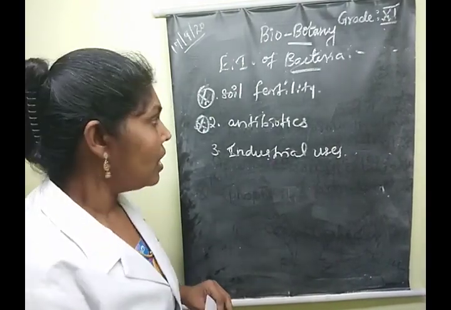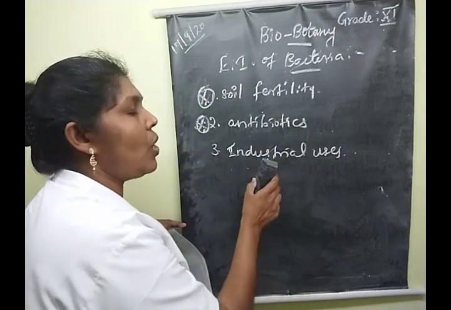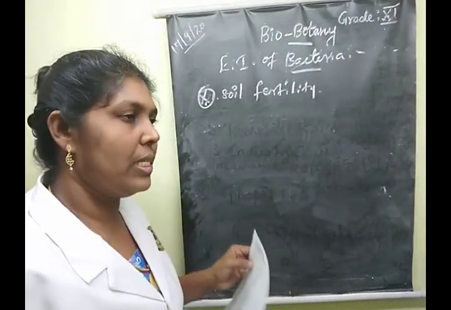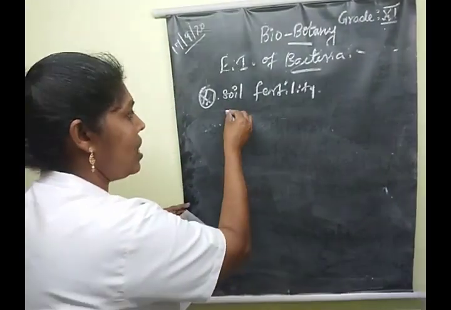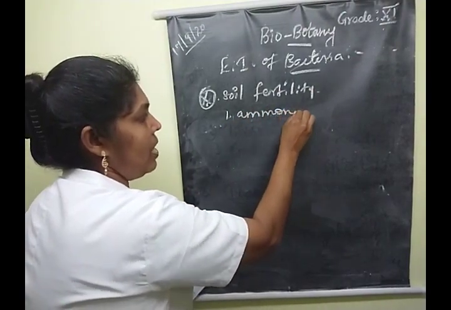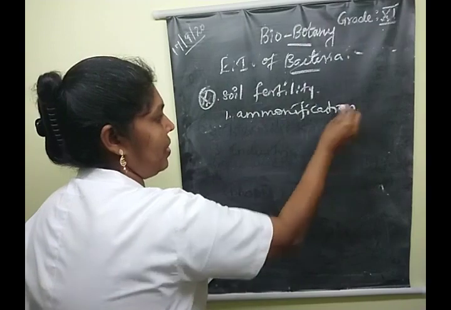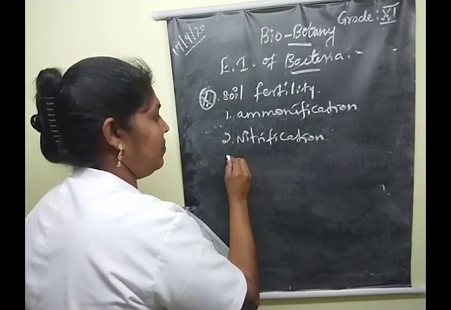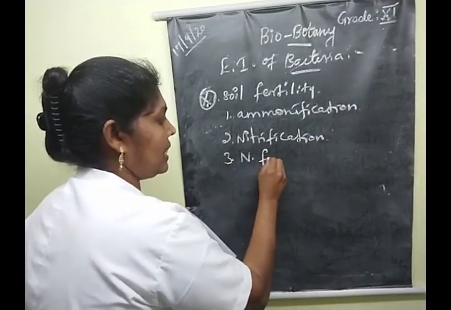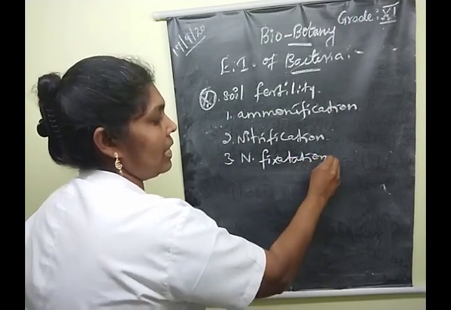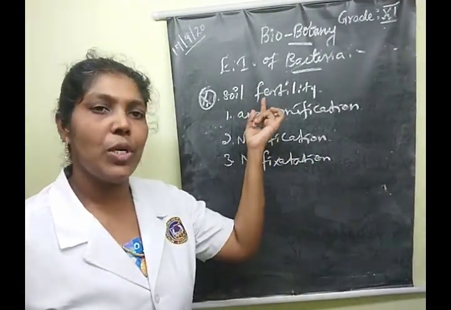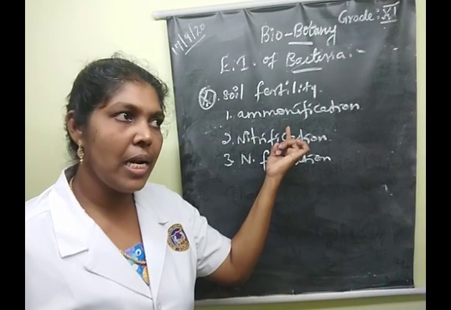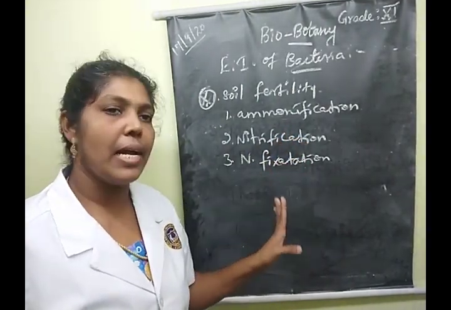Okay children? First of all, what is the role of bacteria in soil fertility? Here it is divided into three steps, children. The first is ammonification, then nitrification, and nitrogen fixation. Clear children? What are the steps in the role of bacteria in soil fertility? Very good. Ammonification, nitrification and nitrogen fixation.